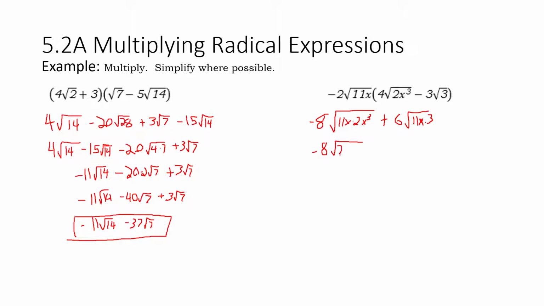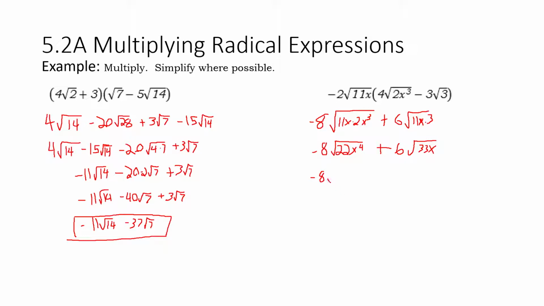Multiply the coefficients together and we'll get 22. X times x cubed is x to the 4th. Note that is a perfect square. Plus 6, and then 11x times 3 is going to be 33x. So 22 doesn't have any perfect squares associated with it. Its prime factorization is 11 and 2. There's no pairs there. So the x to the 4th though, it does have a perfect square, x times x, or x squared. X squared times x squared gives you x to the 4th. So we can pull that out.